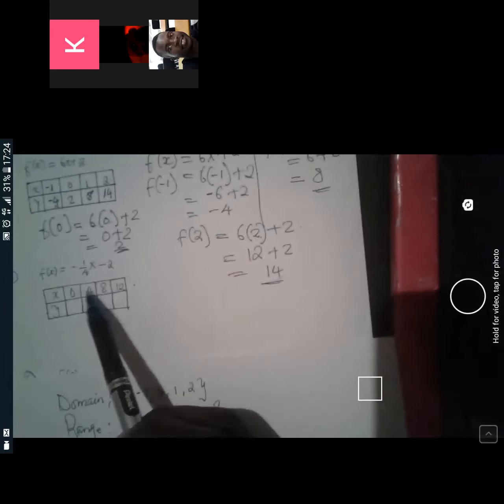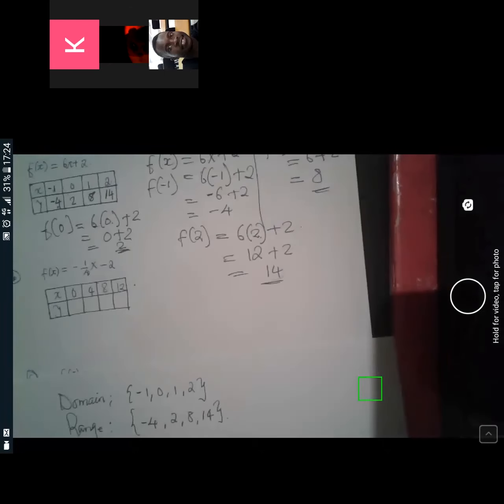So the second function we've been given is f of x. I don't know if you've copied this. f of x is equal to -1/4x minus 2. So let's solve for b here. We have f of x is equal to -1/4x minus 2. So we are dealing with this one here.